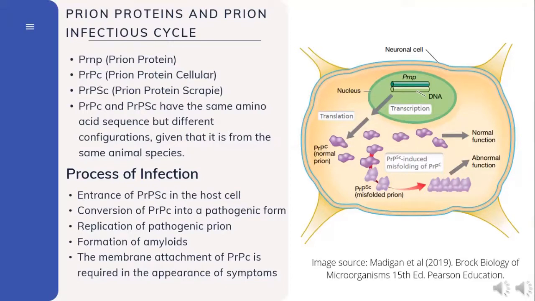The infectious cycle begins when the PrPSc enters the host cell, initiating the conversion of PrPC into the pathogenic form. Afterward, the pathogenic form of prion will multiply by transforming the pre-existing native prions into pathogenic forms. Insoluble crystalline fibers or amyloids in the neural cell are formed when the pathogenic prions accumulate and amalgamate. This will result in the manifestation of the symptoms of the disease related to brain and nervous tissues. The membrane attachment of PrPC is needed before the disease symptoms start to show.